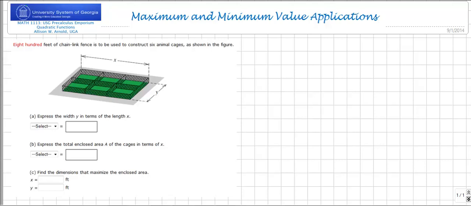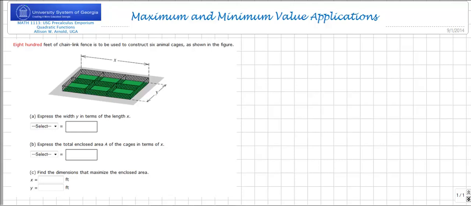Now it's time for a quadratic application that involves just a little more thinking to set up the function before we actually solve the problem. The question in front of us says 800 feet of chain link fence is to be used to construct 6 animal cages as shown in the figure below. You can see the external dimensions of the entire pen are labeled as X by Y.